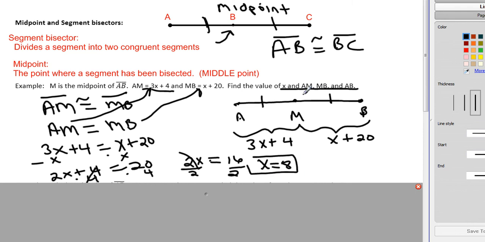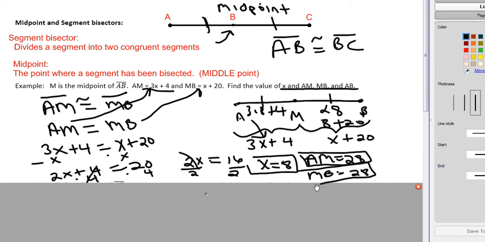AM, we just plug x in for AM. So 3 times 8 plus 4. 8 times 3 is 24 plus 4 is 28. So AM equals 28. And because this is the midpoint, we should get the same thing for MB. x plus 20 is 8 plus 20, so 28 here as well. So we did solve correctly. MB is 28.